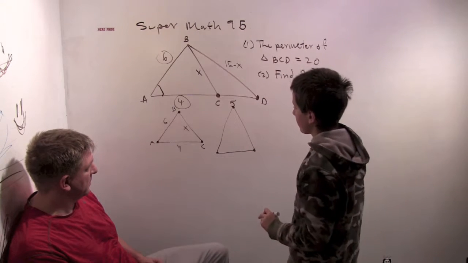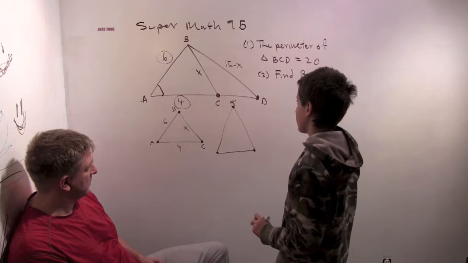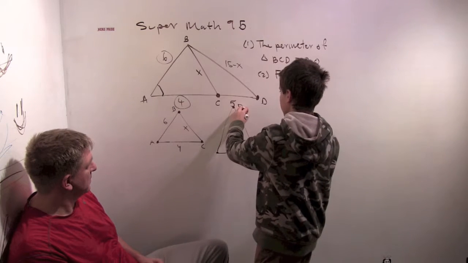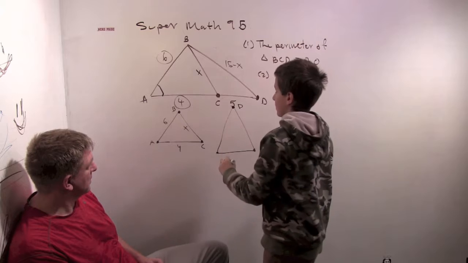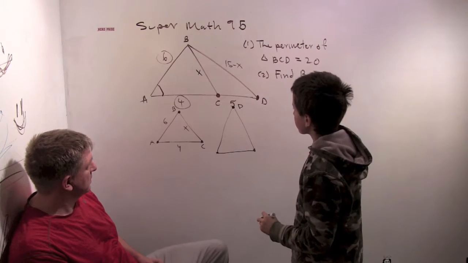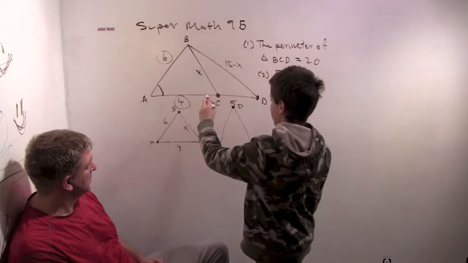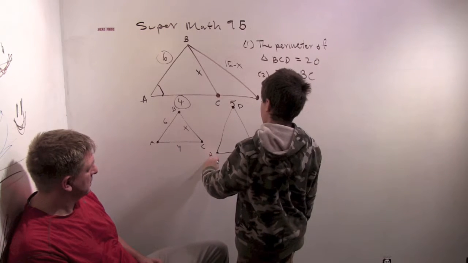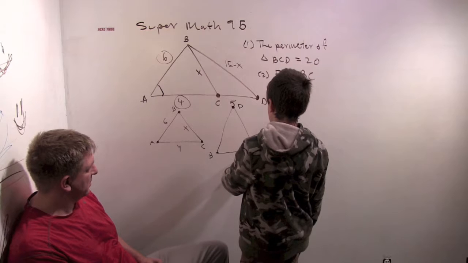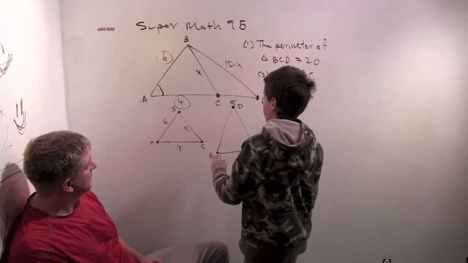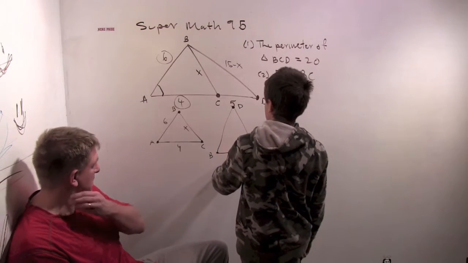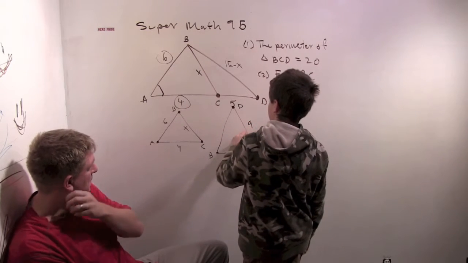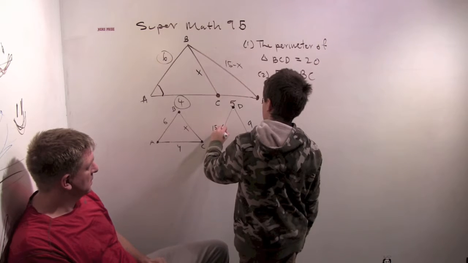So let's see. How would it go? I think this would be D here. And then this is B, and then A. Okay, so label those sides. So then this is 6, and it was AD, 9, 15 minus X.